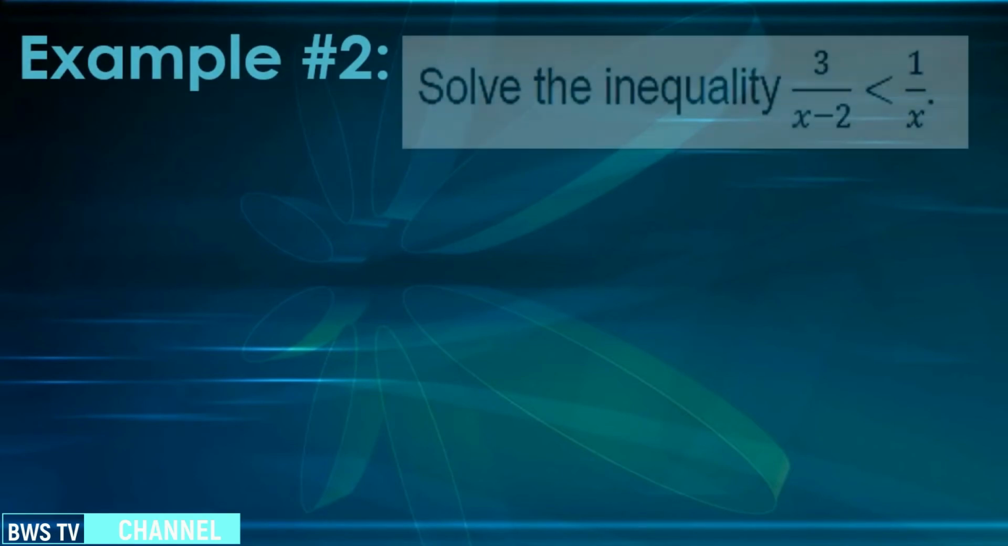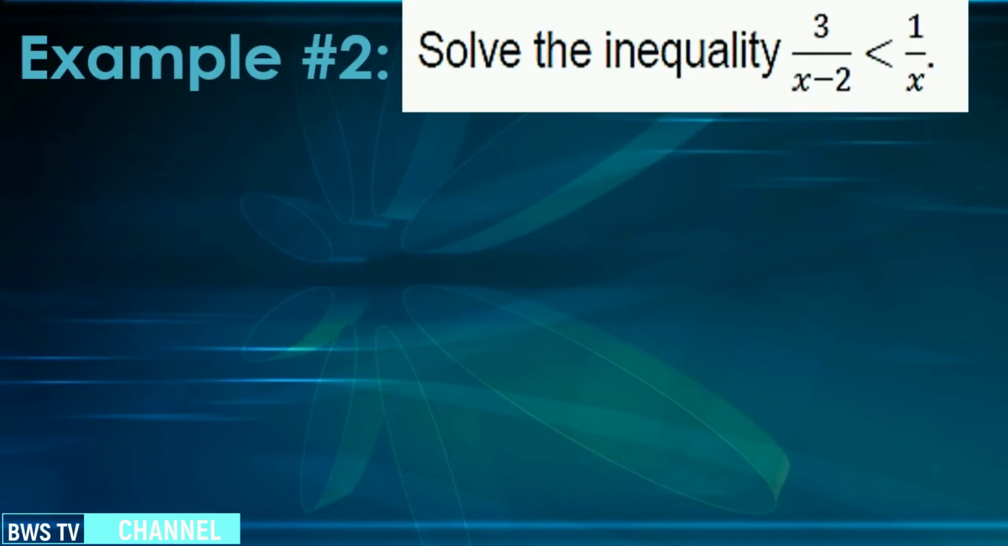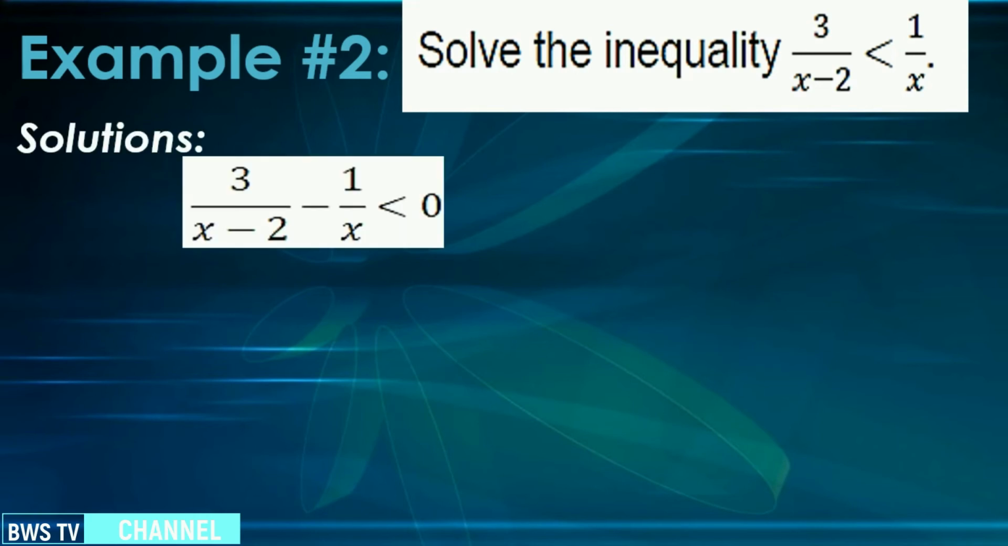We have now example number 2. Example number 2 is: solve the inequality 3 over (x minus 2) less than 1 over x. So we have the solution. What you will do is transpose 1 over x to your left side. Again, one side of the expression must be 0, and then the left side will be the rational expression. So as you can see here, we already did that.